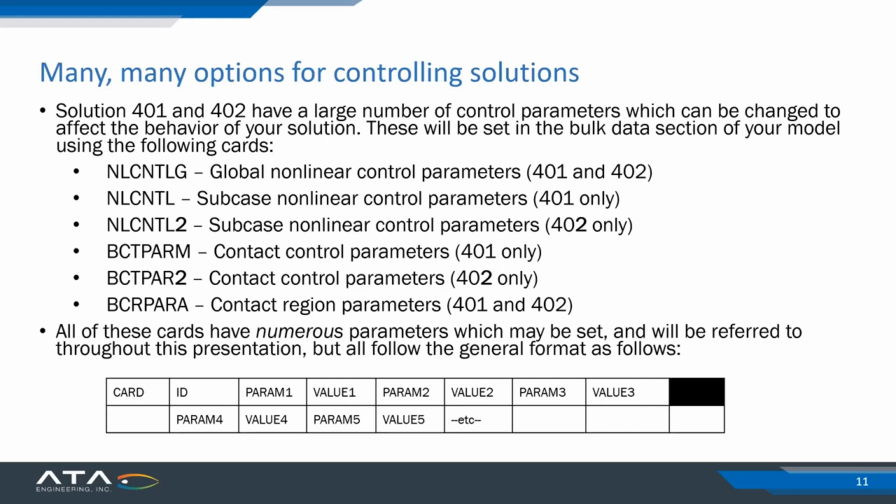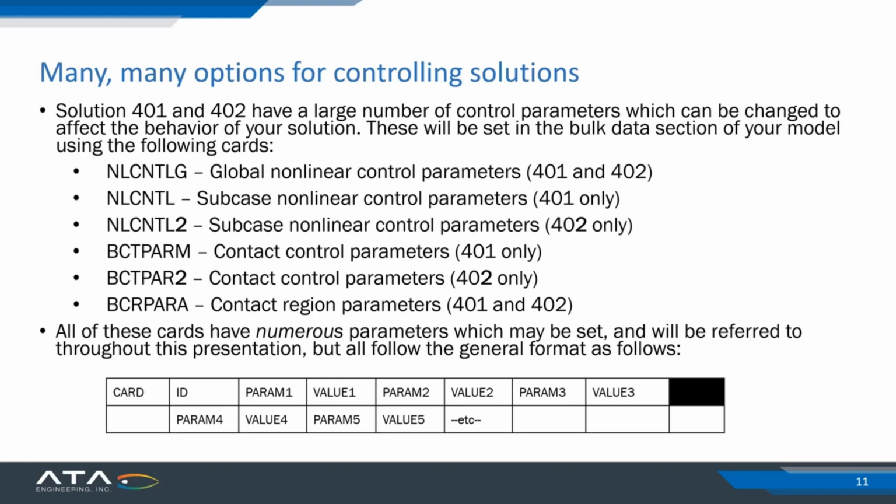And the 402 always has a 2 on the end. And those are different for 401 and 402 because they specifically are tied to the way those solvers execute. And if you remember, the 402 is based on a completely different solver base, so that's why you need separate cards for those. The same goes for your contact control parameters. There's a separate one for both 401 and 402, but there's a lot of parameters for controlling your contact behavior, so they each have their own thing.